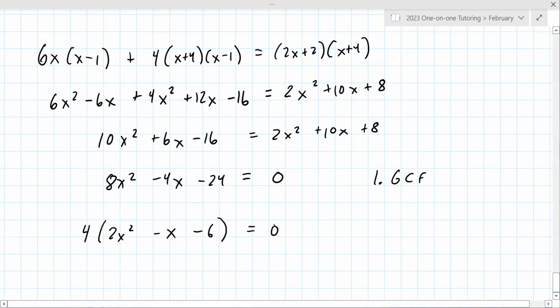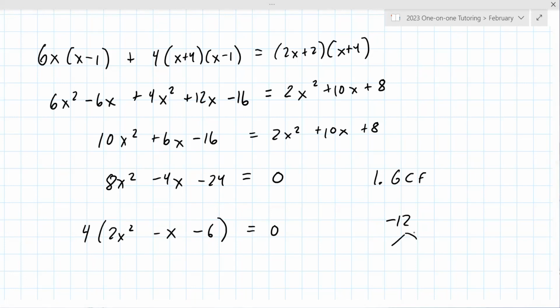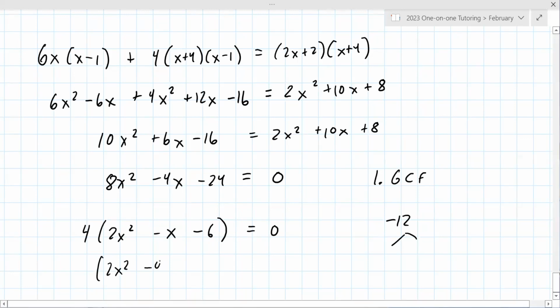And then this is where you can do what you're about to say. But rather than multiplying 8 times 24, which is quite large, 2 times minus 6 is much more manageable. That'd be minus 12. You need two numbers that multiply to minus 12 but add up to minus 1. So it would be minus 4 and 3. That's right. So it becomes 2x squared minus 4x plus 3x minus 6.